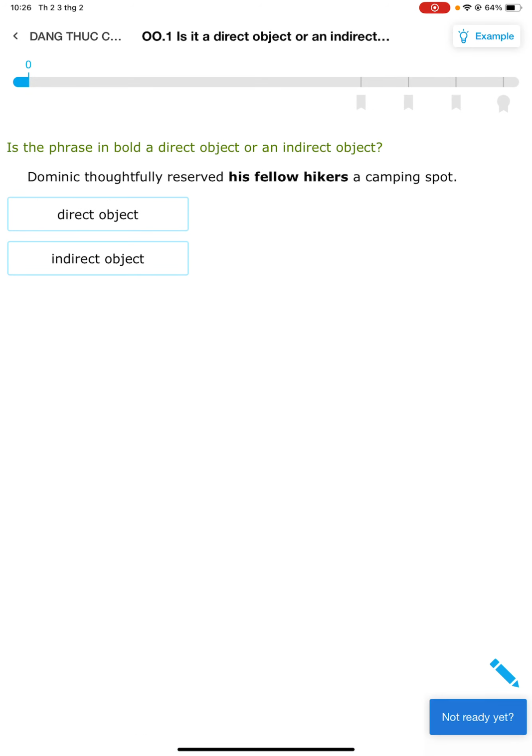Okay, so let's practice. Dominic thoughtfully reserved his fellow hiker a camping spot. It is asking, is the phrase in bold a direct object or an indirect object? His fellow hiker. I can see reserved is the verb. A camping spot is a direct object because Dominic is reserving a camping spot, but his fellow hiker is an indirect object because it is standing in between the verb reserved and the direct object, a camping spot.